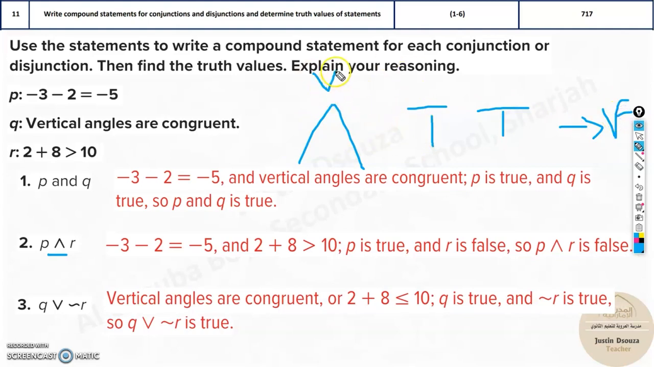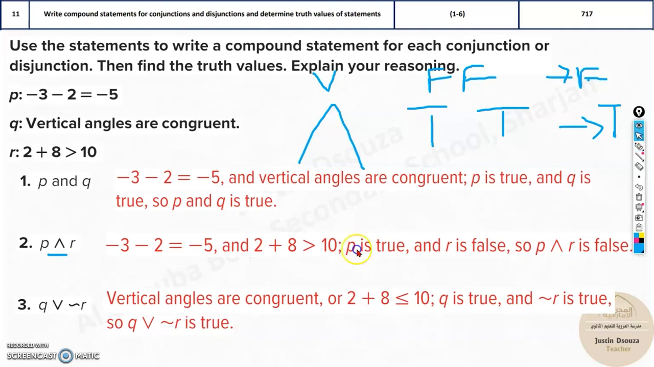Whereas for this symbol, even if one is true, it's true. Only when both are false, it is false. So this is true. Okay. Now here, or symbol. Q or negation of R. What is Q? Yes, absolutely true. Negation of R: R is false, but negation of this is true. So yes, this is true.